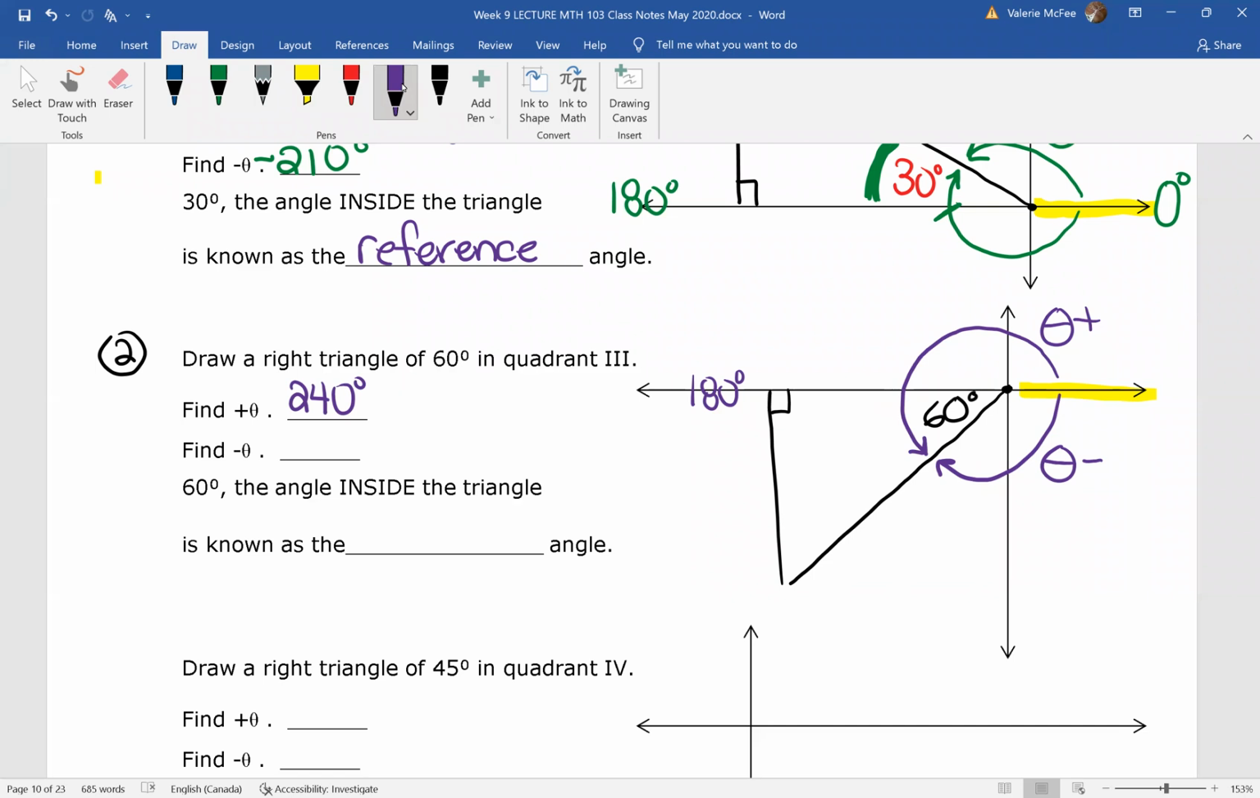If we look at negative theta, we see that it did not go all the way to 180. It was 60 degrees less. 60 degrees less than 180 is 120 degrees in a negative direction. This time, 60 degrees, that angle inside the triangle, is our reference angle.